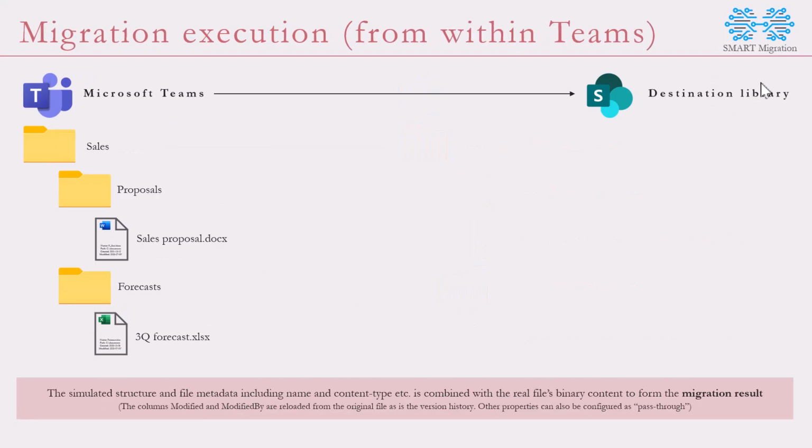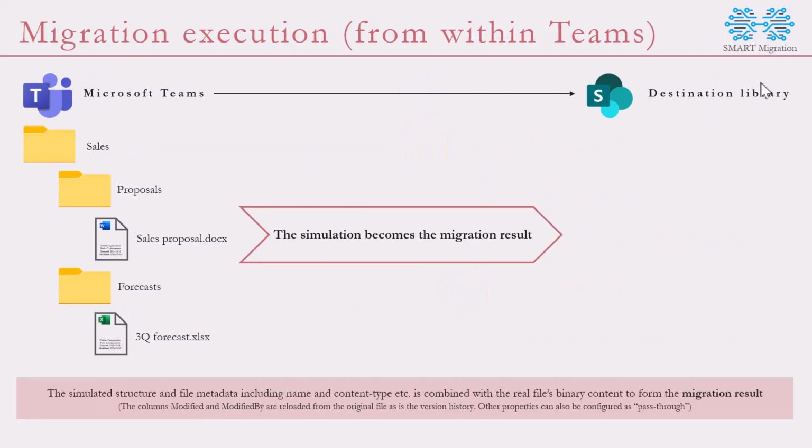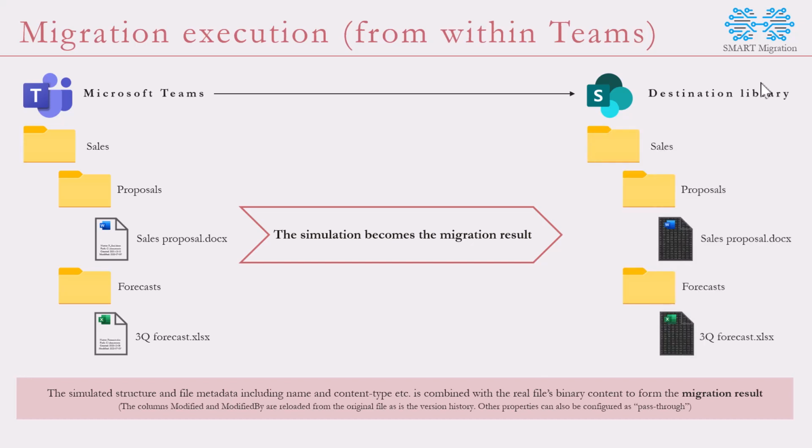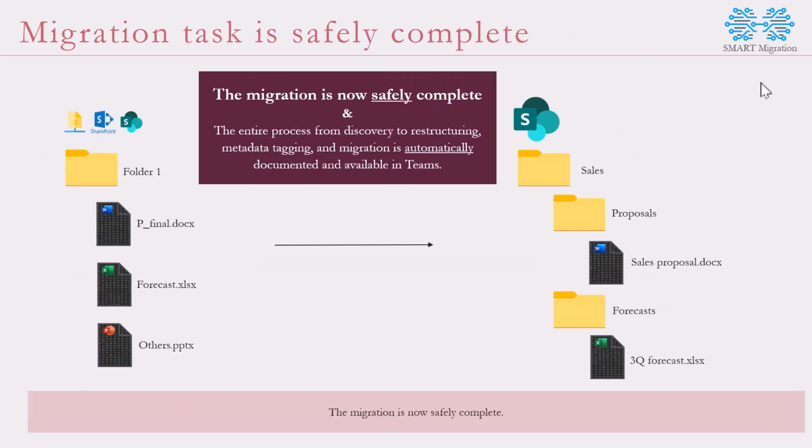Once the simulation is complete, the migration takes place. The simulation becomes the actual migration result. So what happens is that the simulated structure and file metadata, including name and content type, is combined with the real file's binary content to form the migration result. The migration task is now complete. The entire process from discovery to restructuring, metadata tagging, and migration is automatically documented and available within Teams.